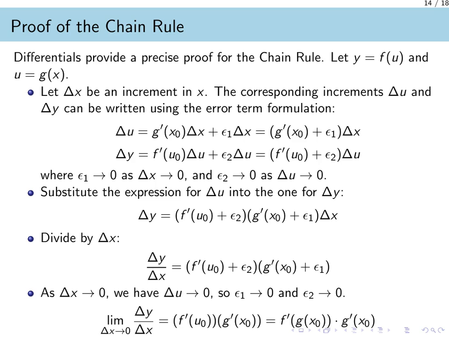After dividing by delta x to create the difference quotient, we take the limit as delta x approaches 0. As this happens, both error terms, epsilon 1 and epsilon 2, vanish, which elegantly avoids the problem of dividing by 0 that can occur in simpler proofs. This process leaves us with the derivative of the outer function times the derivative of the inner function, rigorously confirming the chain rule.